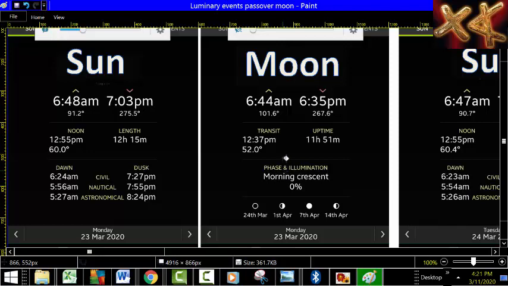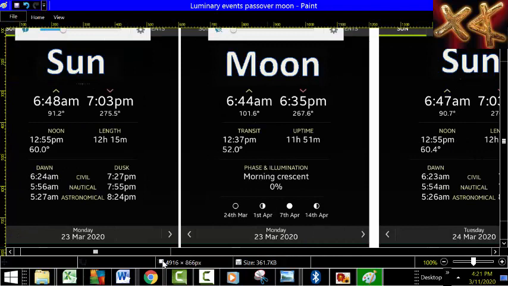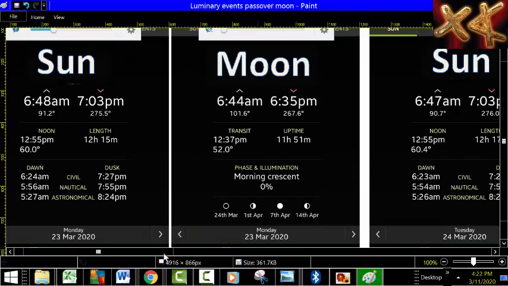Now, it said that the moon and the sun rise together. As far as the moon and the sun rising together, you see that the moon rises at 6:44 a.m. and the sun rises at 6:48 a.m. Okay, so that's going to be the moon and the sun rising together. That's going to constitute the 30th day.